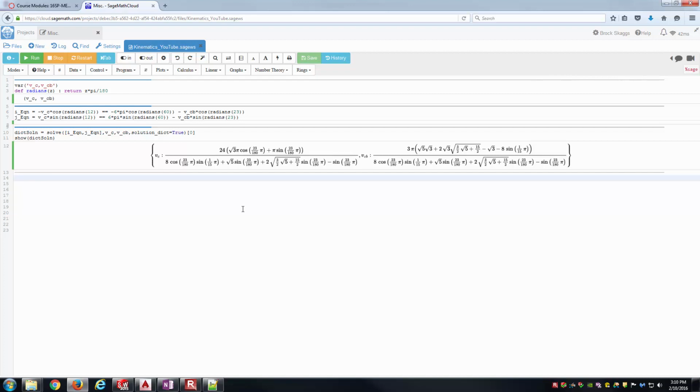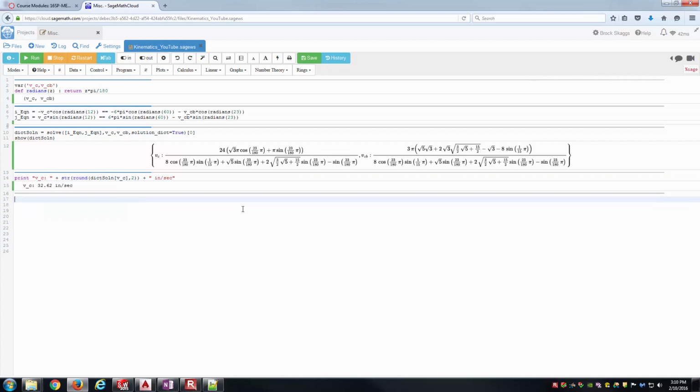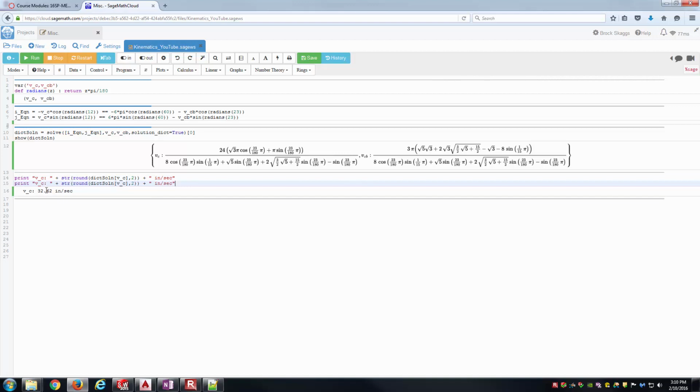And so here I'll just say print V_C, and then we'll see if we can first round the value. I'll grab from the dictionary solution V_C, round it to say 2 decimal places, then cast it as a string, and put something nice at the end like inches per second. And so we can see that when they evaluate this fraction, VC ends up being 32.62, and the units will be inches per second.